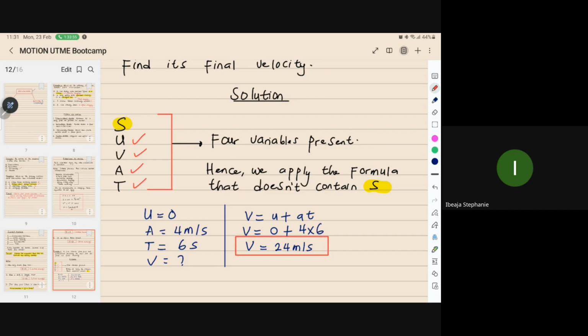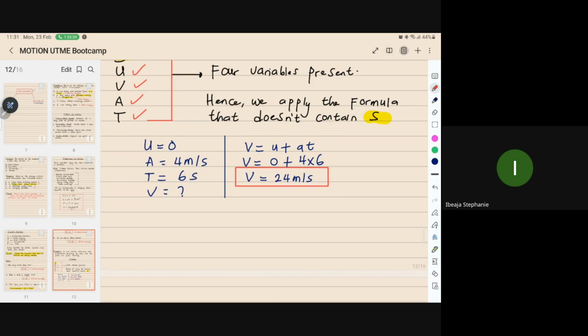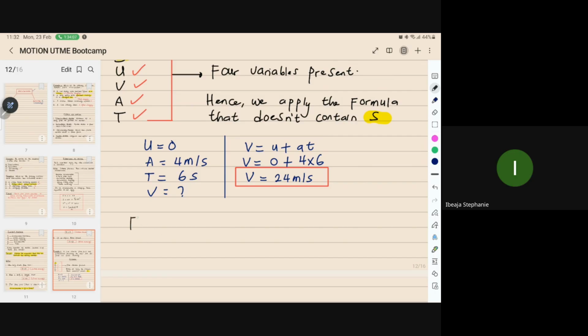All right, makes sense. So that's how to solve. So our final velocity for this question, thank you, Shedrack, thank you guys, is equal to 24 meters per second. All right, second question.